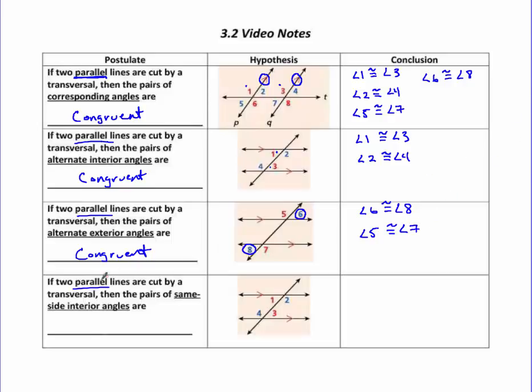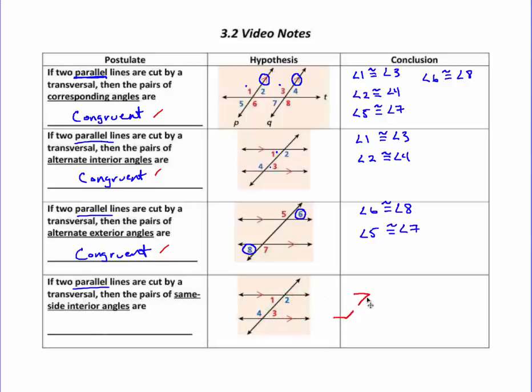Now our last one says if two parallel lines are cut by a transversal, then the pairs of same side interior angles are... Now let's look at the picture. Same side interior angles. Okay, what do you think the word is that goes in that blank? Three times in a row we've had congruent, congruent, congruent. But when you look at this picture, you don't see two angles that look the same, right?